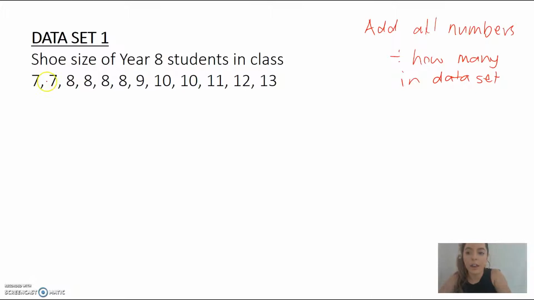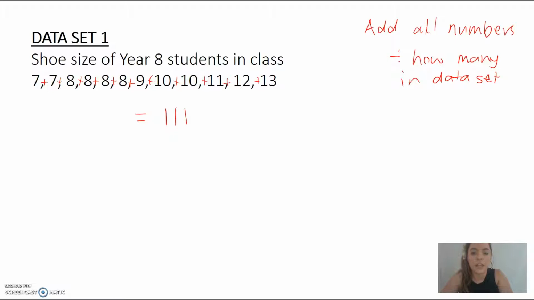In this case, we would add all of these numbers, 7 plus 7 plus 8 plus 8 plus 8 plus 8 plus 9 plus 10 plus 10 plus 11 plus 12 plus 13. And our answer is 111. That's not our average, that's our total. So we've just calculated the total.